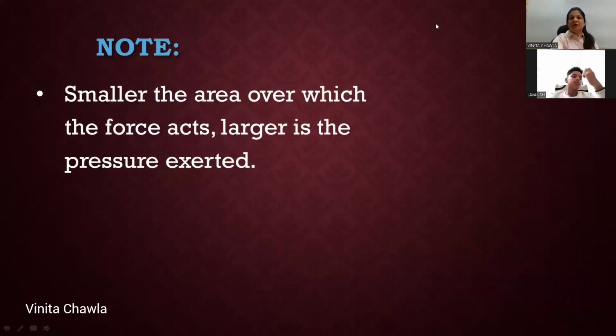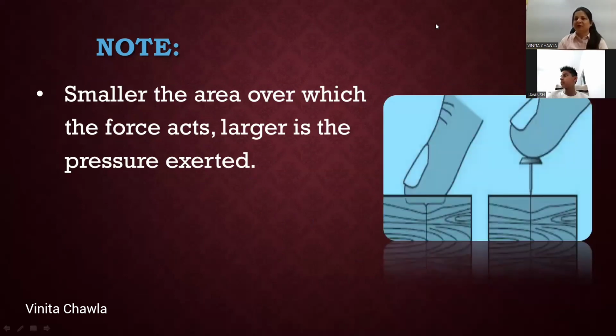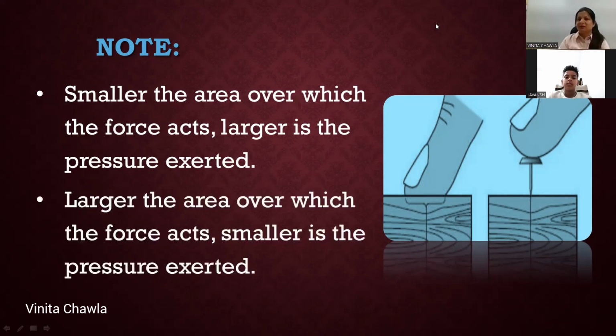So smaller the area over which the force acts, larger is the pressure exerted. Means if we have smaller area, then more pressure will be felt. And if we increase the area, then there will be less pressure for the same force. So smaller the area over which the force acts, larger is the pressure exerted, and larger the area over which the force acts, smaller is the pressure exerted.